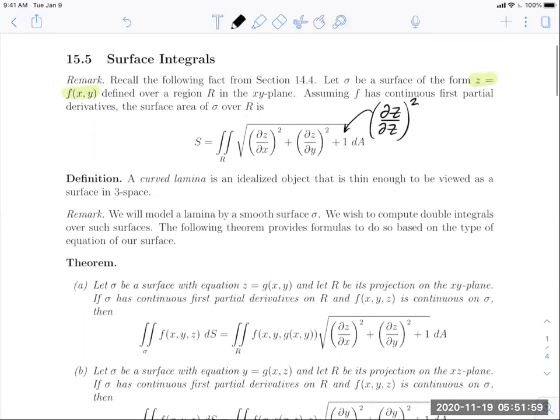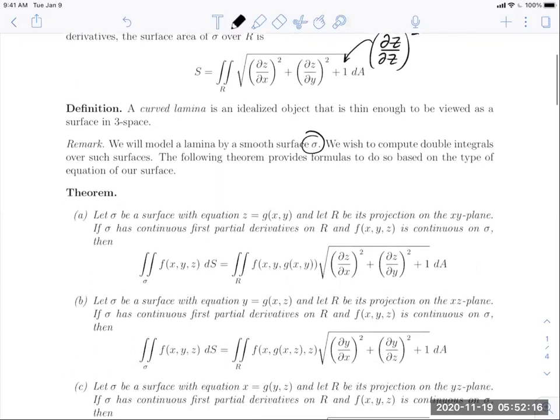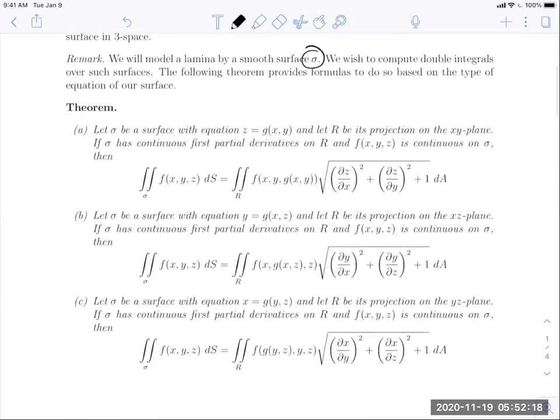We're going to model a lamina by a smooth surface sigma. So again, we're still going to use that notation for a surface. We wish to compute double integrals over such surfaces, and the following theorem is going to provide us the formulas that we'll need in order to compute these surface integrals. Now we have 3 different setups depending on which variable we're going to solve for, x, y, or z.